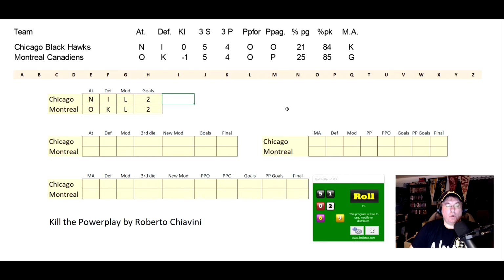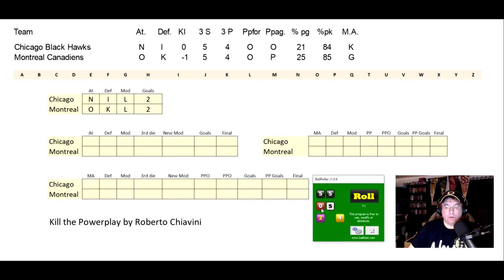And the winner of that roll gets the 3rd goal in overtime. So what I've done here is I have 2 10-sided dice underneath. I have a red 10-sided die and a white 10-sided die. Chicago is away, so they will be the red. Montreal is home. They will be white. So we're going to roll the dice.